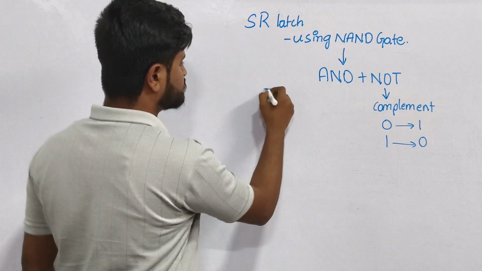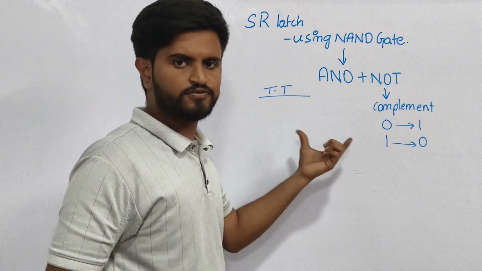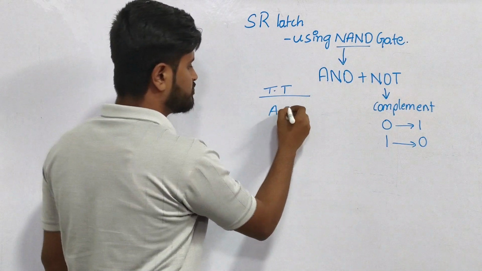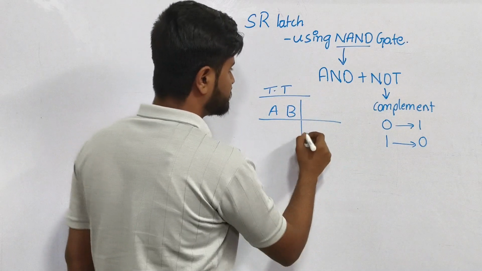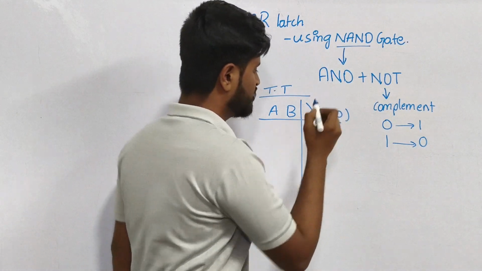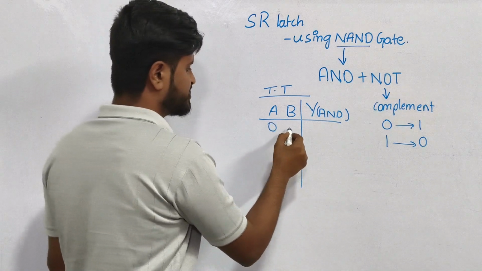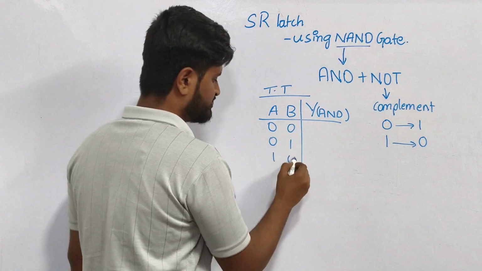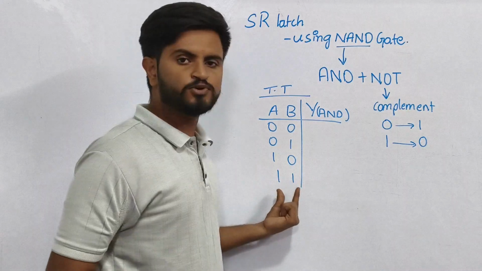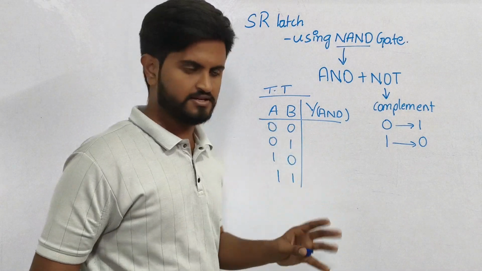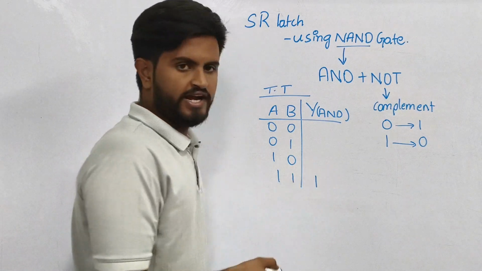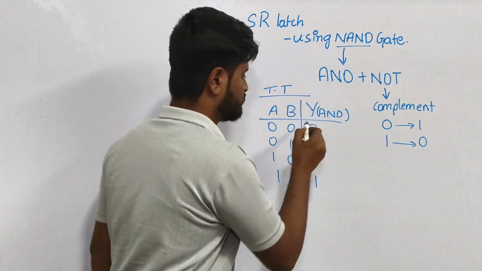So now let's write the truth table for AND gate. First let's write for AND gate, next let's write for NAND gate. I will be considering A and B as my inputs and Y as my output. Since I have two inputs, my possible combinations are 0 0, 0 1, 1 0 and 1 1. AND gate tells that when both my inputs are high, then only my output will be high. That is, when both the inputs are equal to 1, the output will be equal to 1, and in all other cases, it will be equal to 0.